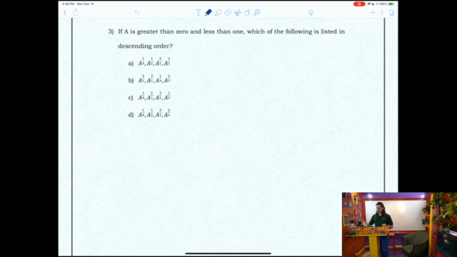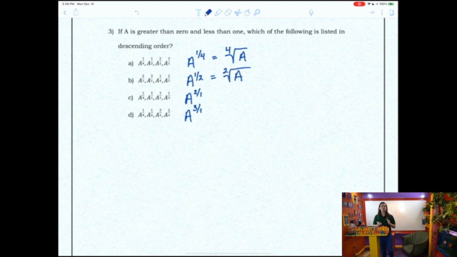If we just convert these into expressions that are a little bit easier to think about, let me copy them down as they're written. A to the 1/4 power is the same thing as the fourth root of a. A to the 1/2 power is the same thing as the square root of a. Really, it's the fourth root of a to the 1 power, but because that numerator is 1, and anything raised to the 1 power is that same thing, it doesn't have any effect, so we don't have to write it there.